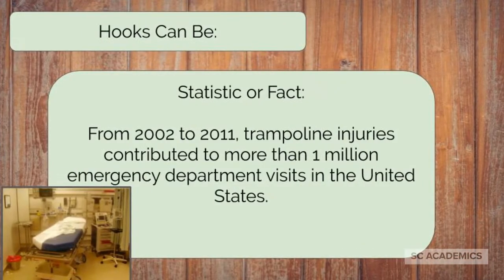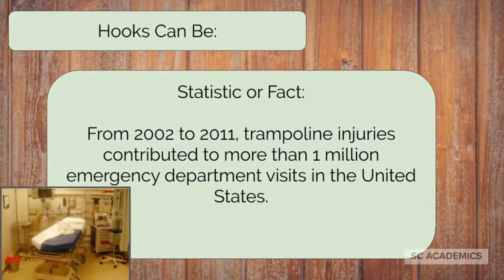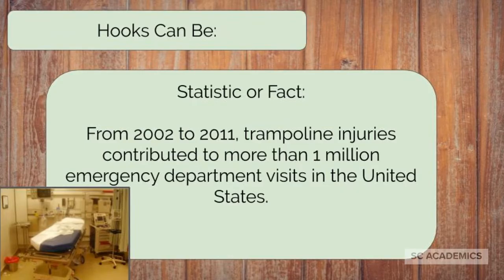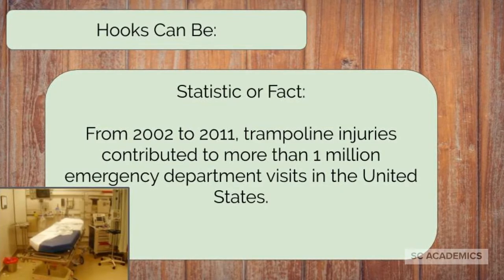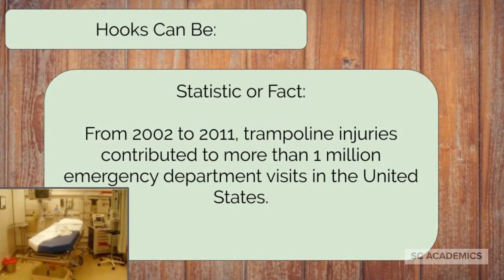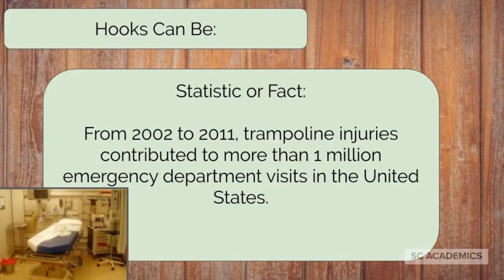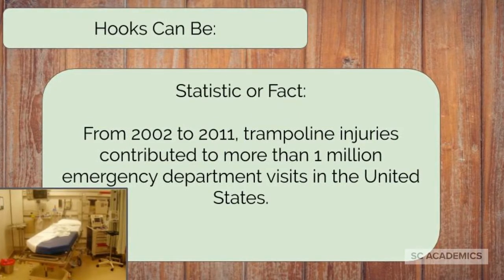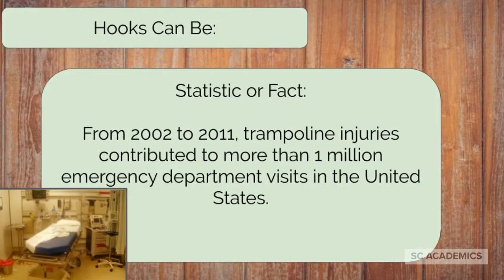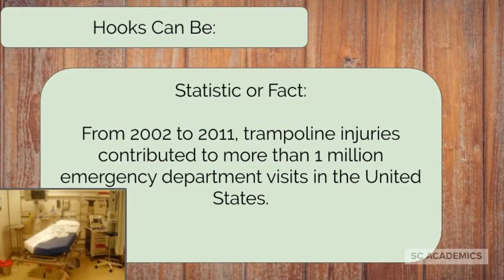A hook can also be an interesting statistic or fact. For example, from 2002 to 2011, trampoline injuries contributed to more than 1 million emergency department visits in the United States. That's a whole lot of injuries. A statistic like that makes people think. 1 million visits in basically a decade.